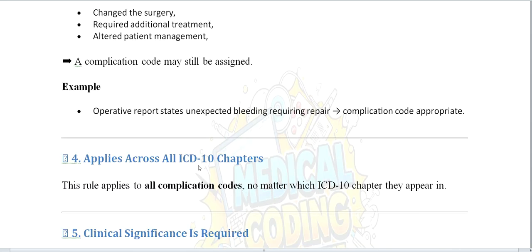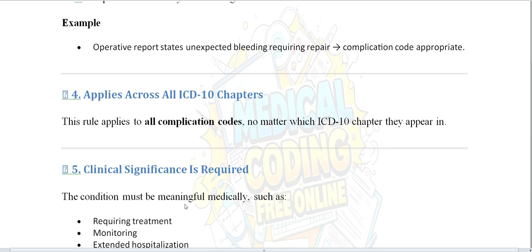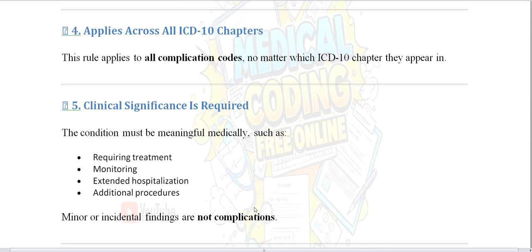This applies across all ICD-10 chapters. This rule applies to all complication codes, no matter which ICD-10 chapter they appear in. Clinical significance is required. The condition must be medically meaningful, such as requiring treatment, monitoring, extended hospitalization, or an additional procedure. Minor or incidental findings are not complications.